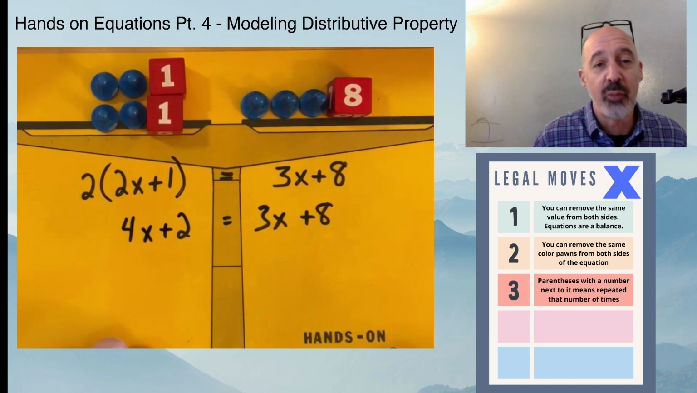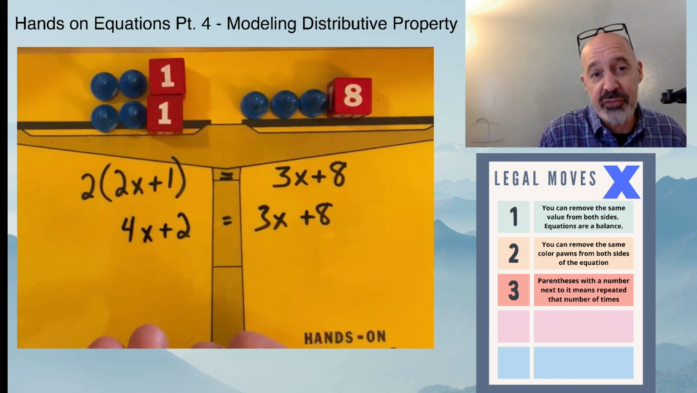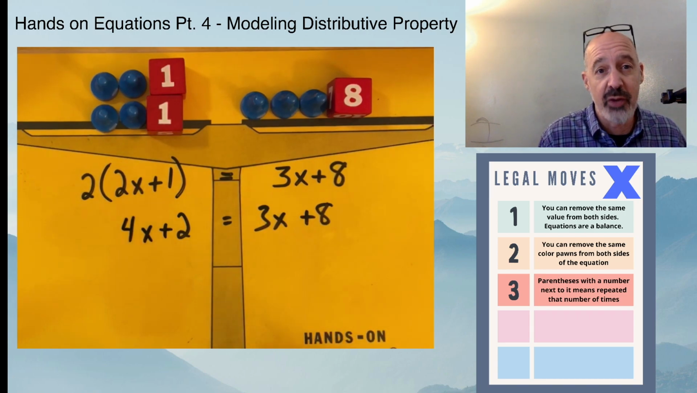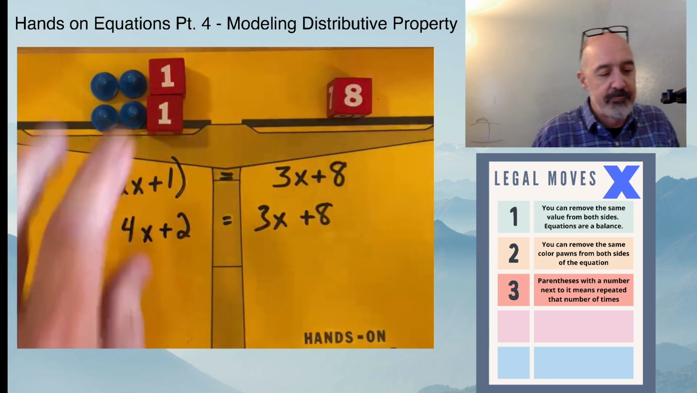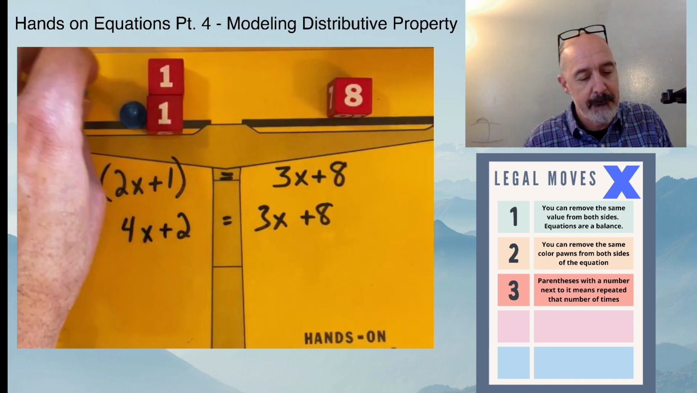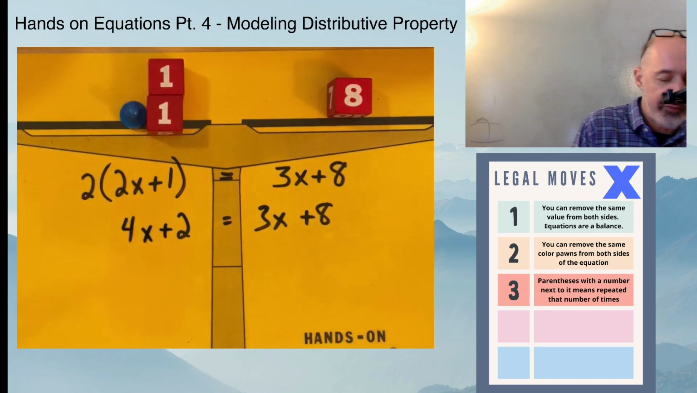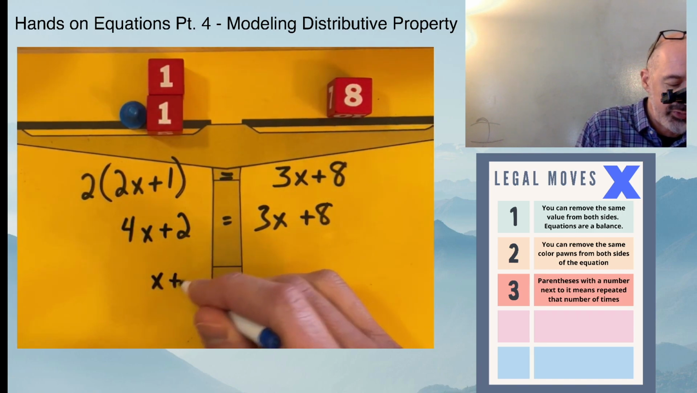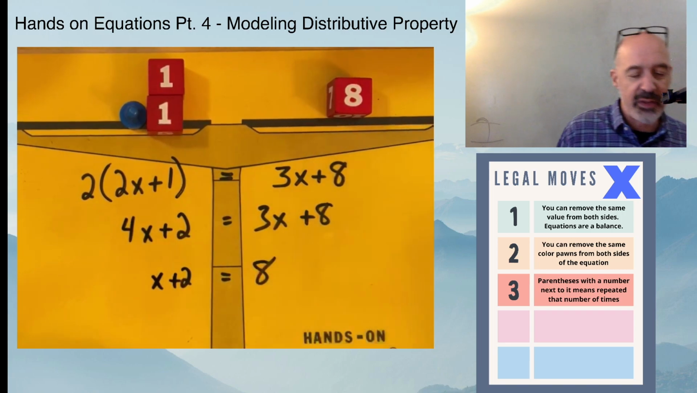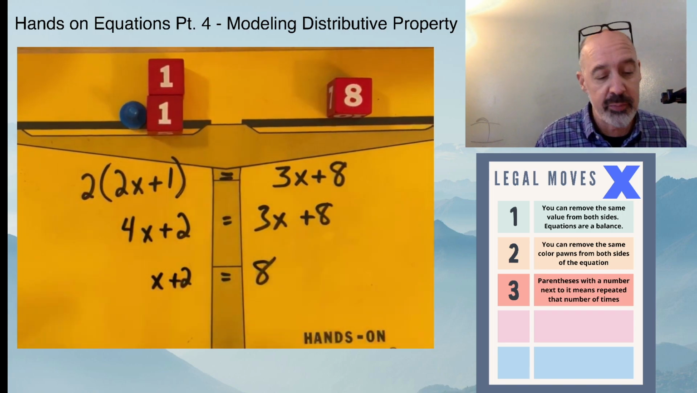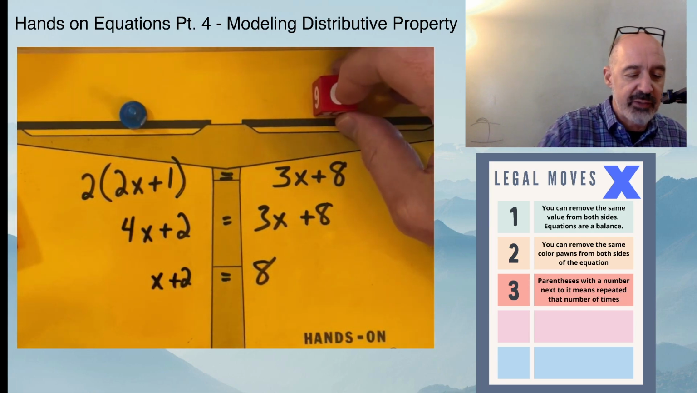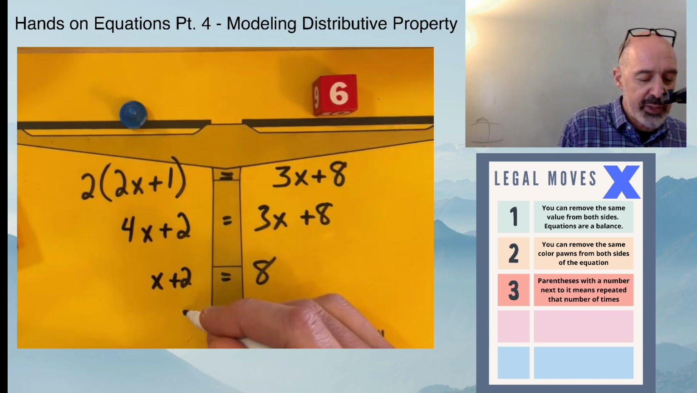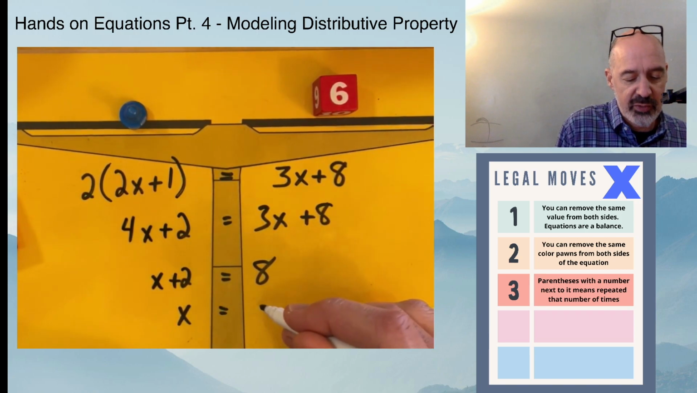And I would want kids to either remove 3x's from both sides or 2. It doesn't matter which order they do it in. So I'll just take off 3x's from both sides because that keeps balance. So I'm left with 1x plus 2 equals 8. Then I would expect kids to take 2 off of both sides. So that's gone. And then the 8 would become 6. And so I can see very plainly that x equals 6.